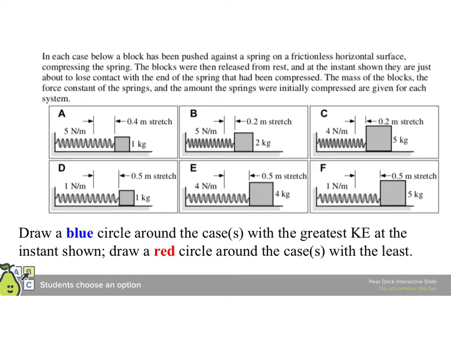We're going to use the idea that all of the initial potential energy becomes kinetic energy. So really, even though they're asking us about the KE, they're really asking us about the potential energy. And we know that the potential energy is 1/2 k x squared. So really, we just throw that into each of these. Like we say here, it's 1/2 times 5 newtons per meter times 0.4 meters quantity squared. And we do that for all of them.